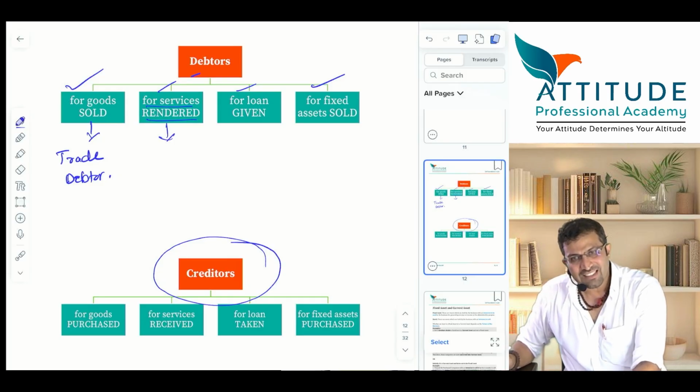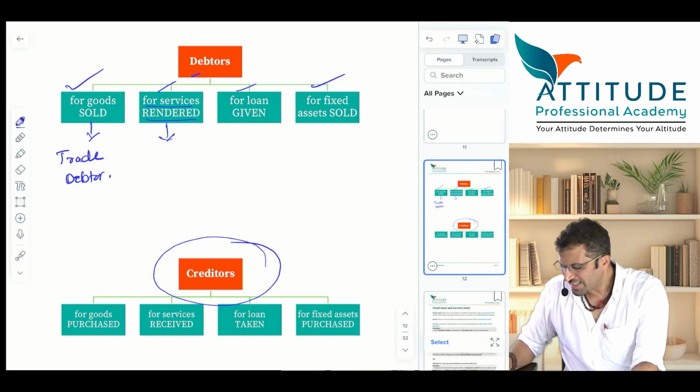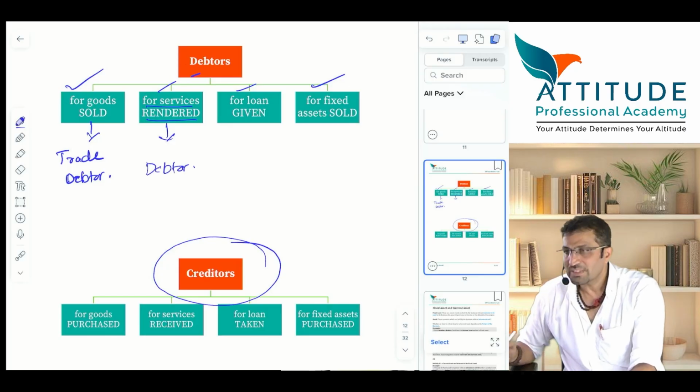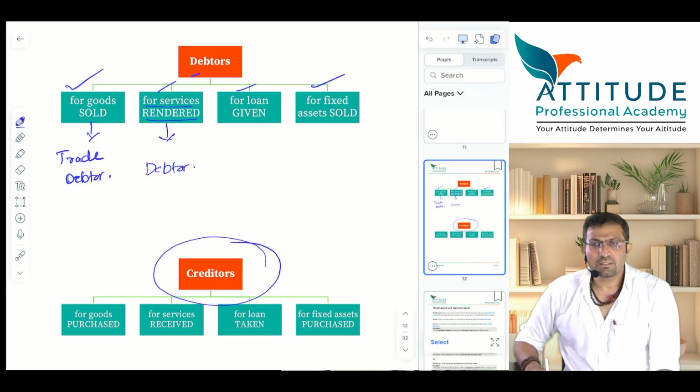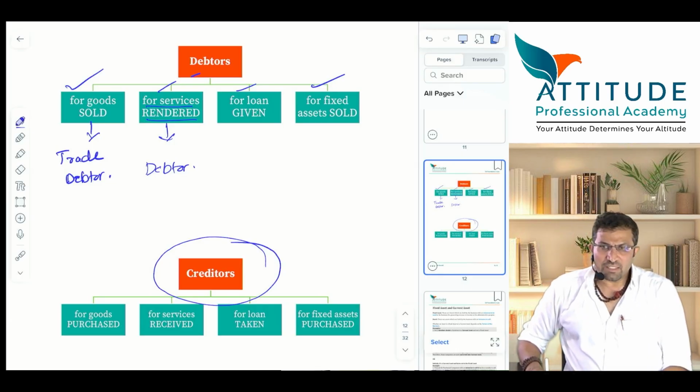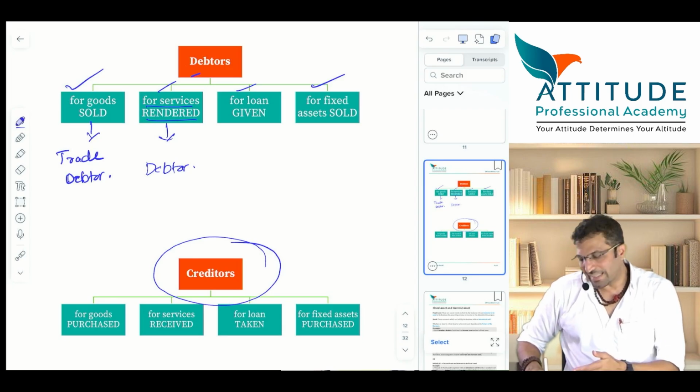Debtor for services rendered. So who is she? She is also a debtor. She cannot be called a trade debtor. She can be simply called a debtor. Is that clear? अरे बोलो भाई. Are you trading with her? Yeah. Generally trade debtor का मतलब क्या है?